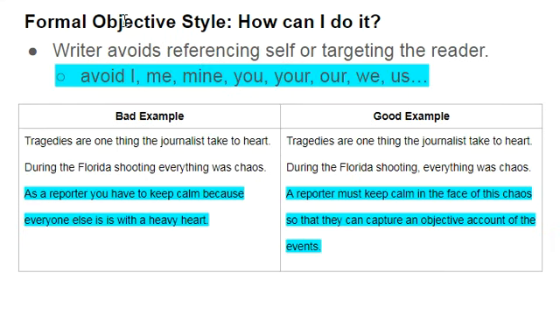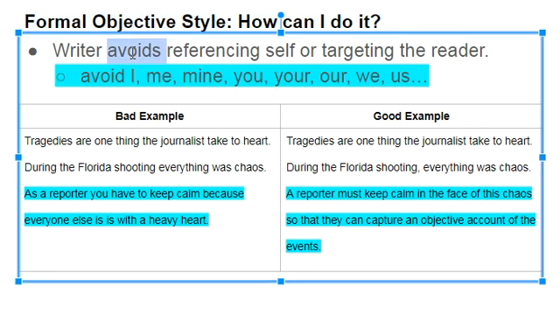Alright, another way to maintain a formal objective style is to avoid referencing yourself or targeting the reader. So we talked a little bit about referencing yourself before when we talked about avoiding things like I think, I believe, okay? But you should also avoid any reference to yourself. And you should not reference your reader directly through words like you. And so I, me, mine, those would be self-referencing words. You want to leave those out unless you're quoting somebody else.